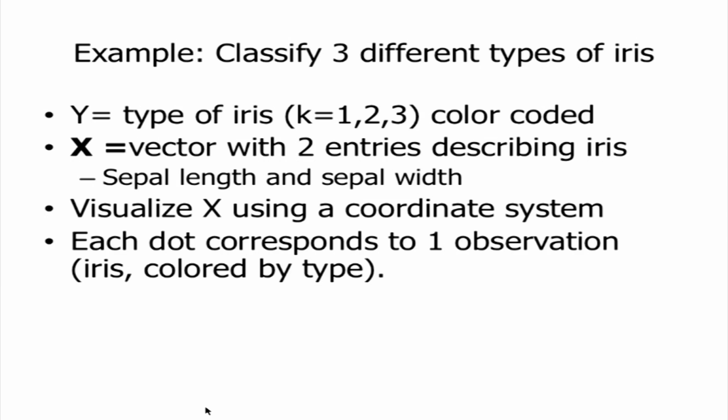So how do we encode this problem? Well, each type of iris is a different class. So class 1, 2, and 3. And the feature vectors, there are only 2 feature vectors. But the advantage of having only 2 feature vectors is that we can visualize it in the Euclidean plane. And so here I visualize the data.